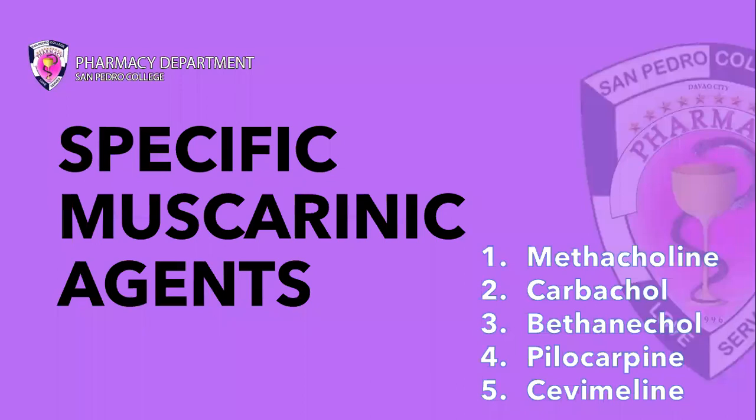So this time, let's proceed to the different drugs. First, we have your specific muscarinic agents. These are the agents or drugs that result from the modification of the acetylcholine molecule. We have methacholine, carbachol, bethanechol, pilocarpine, and cevimeline.